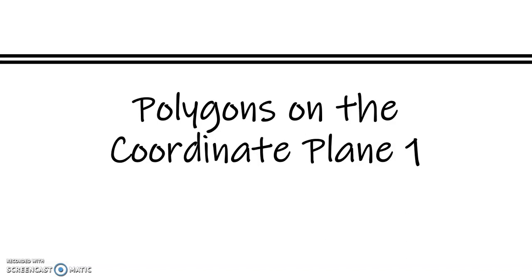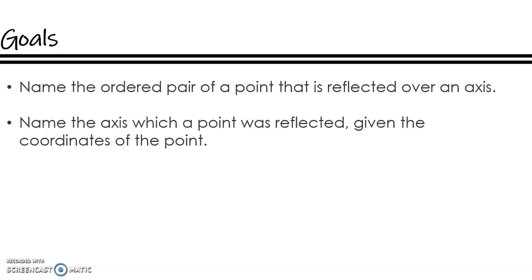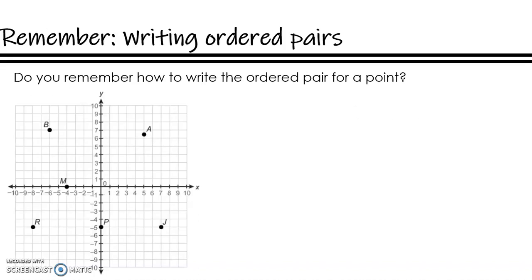This video is about polygons on the coordinate plane, and this is part 1. For this video, our goals are to name the ordered pair of a point that is reflected over an axis, and also name the axis at which a point was reflected, given just the coordinates.